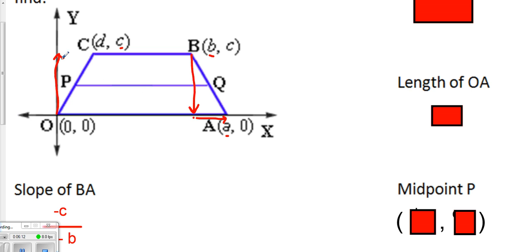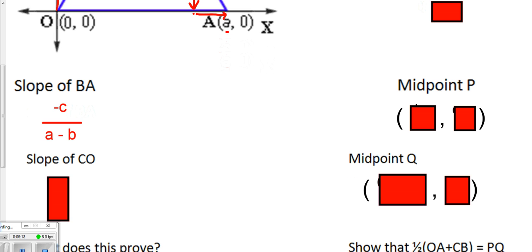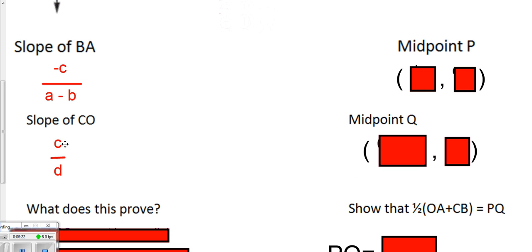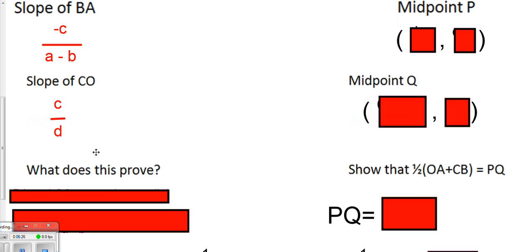We're going up C amounts. How far over are we going? That's D. We're going over D amounts. So we would say the slope is positive C over positive D. Looking at these two slopes then, what does this prove? Well, it proves that BA, this line, and CO, this line, cannot possibly be parallel.